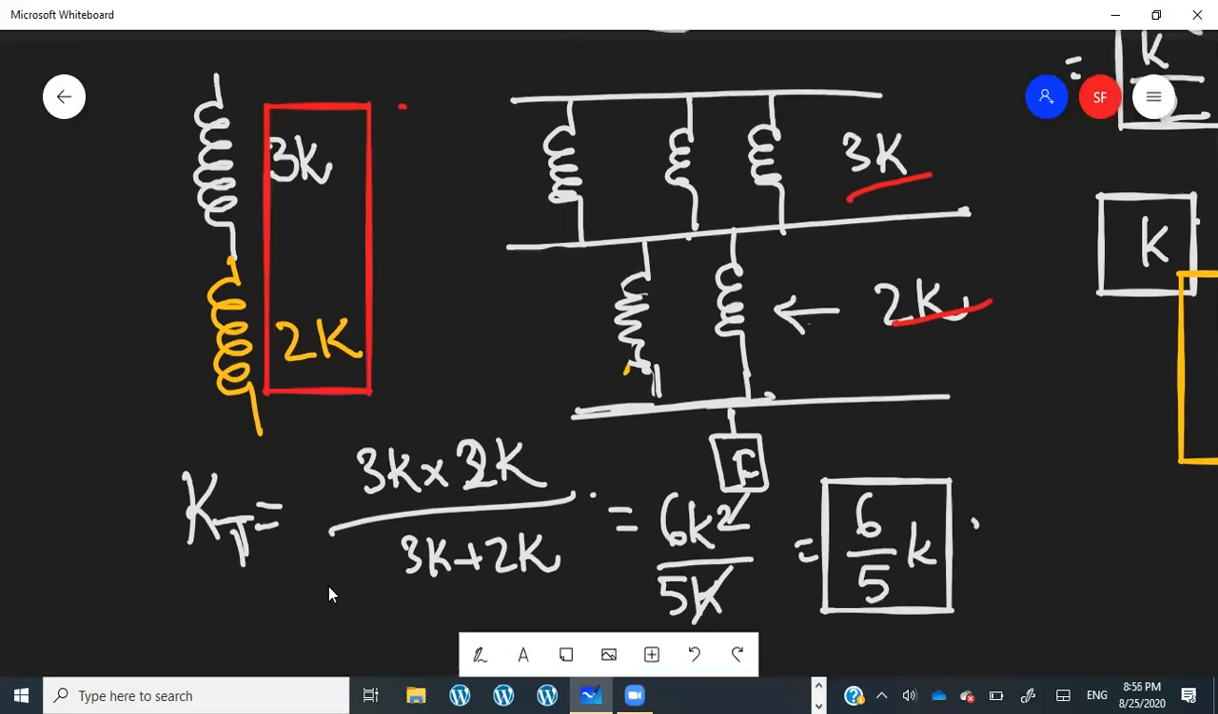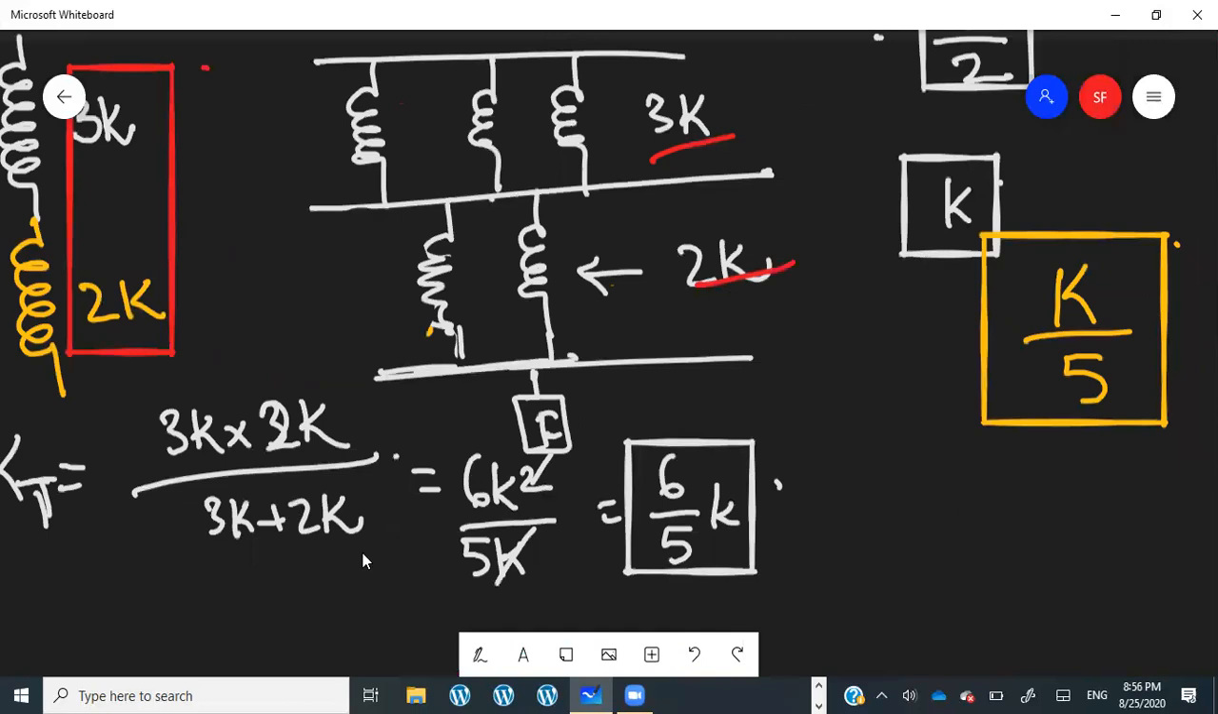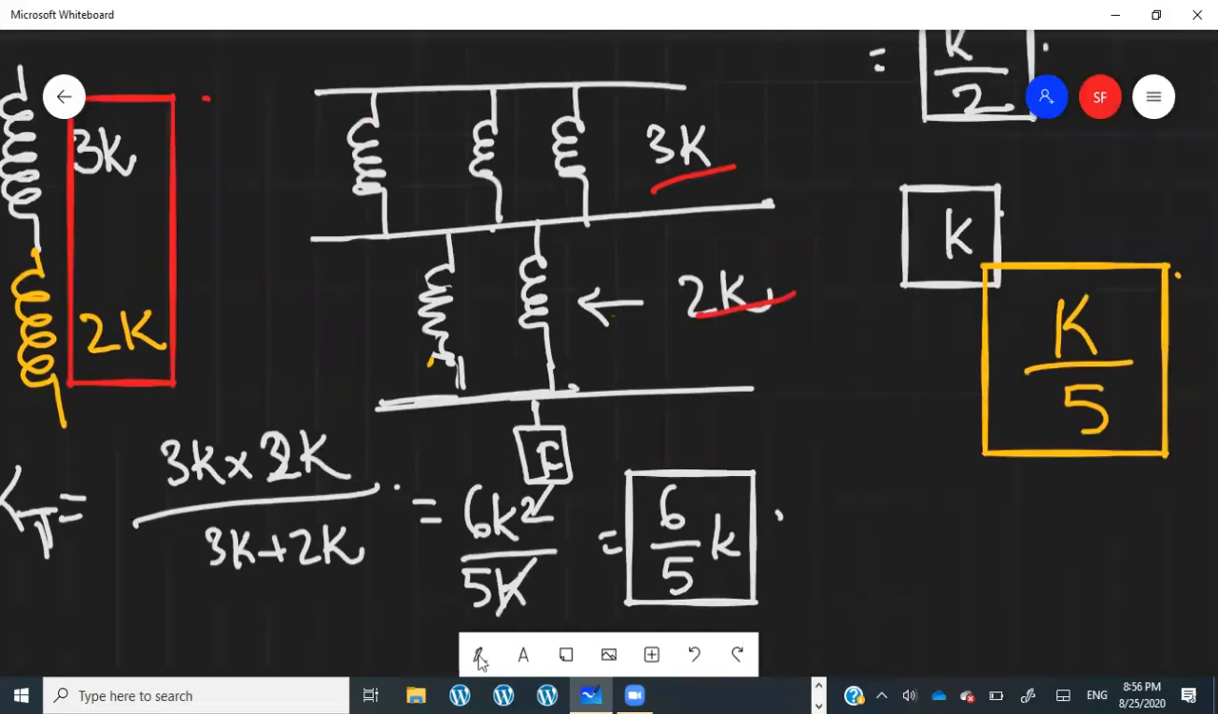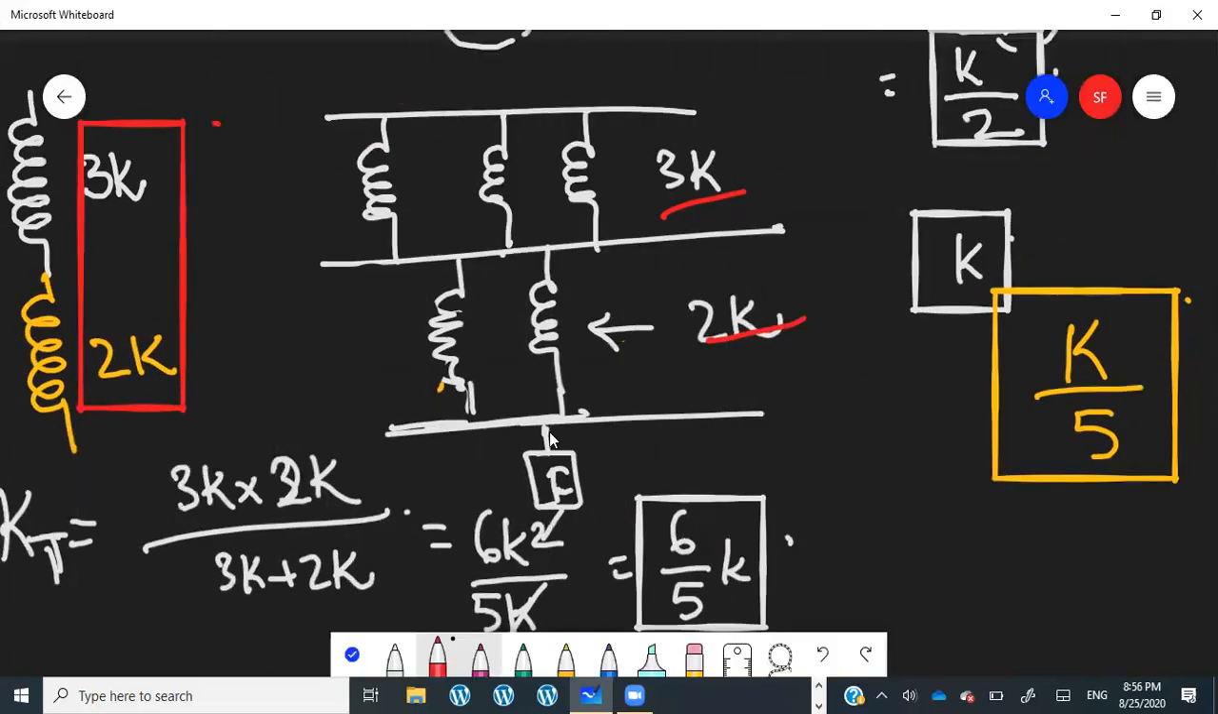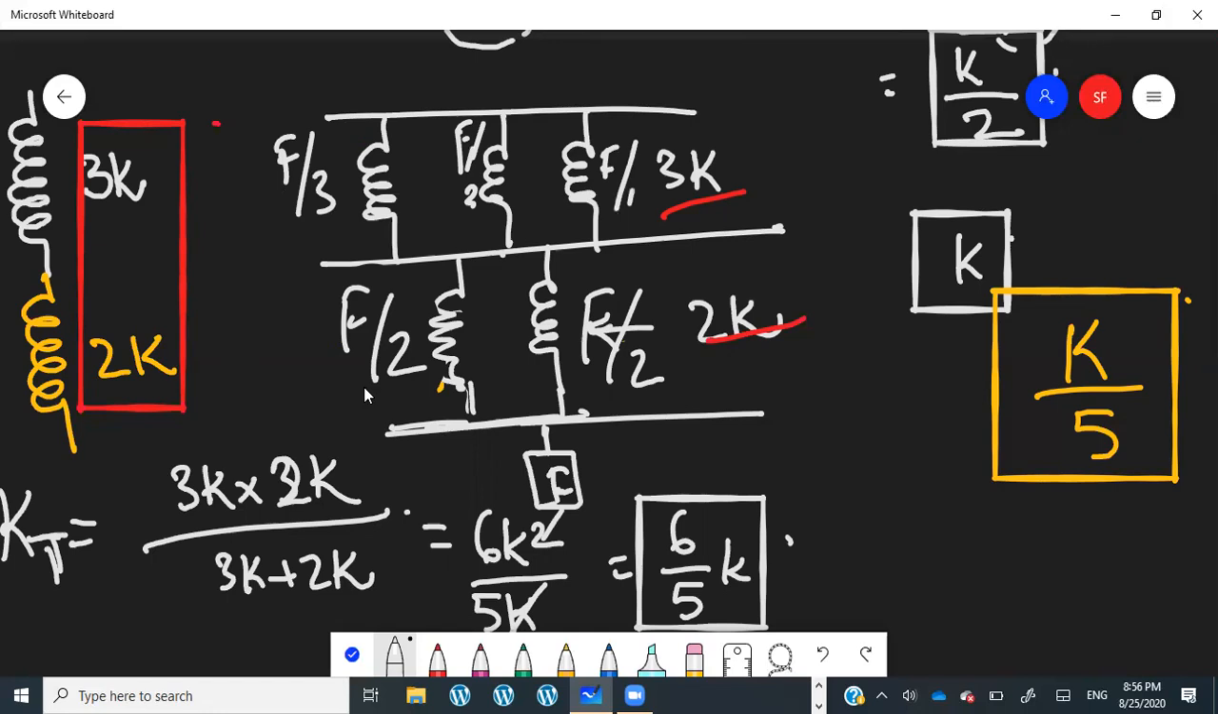So this was a shorter method, and then you can also verify this by using the longer method as well. For the longer method, it's pretty simple. Yeah, this one is fine. Okay, this one is fine, but I'll still explain that method. This is the force. Each of these two springs will experience half of the original force, and each of these three springs will experience 1/3 of the original force. And so if this is F upon 3 and this is F upon 2, this means the total extension becomes E upon 2. And if this is F upon 3, the extension becomes E upon 3.